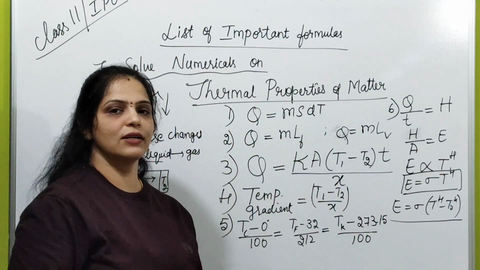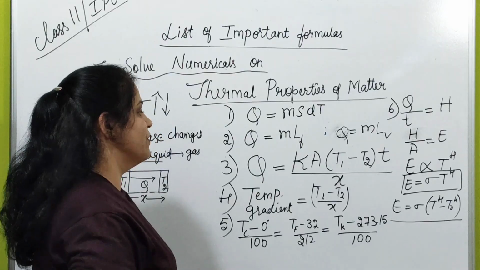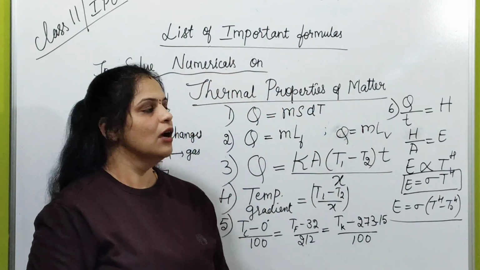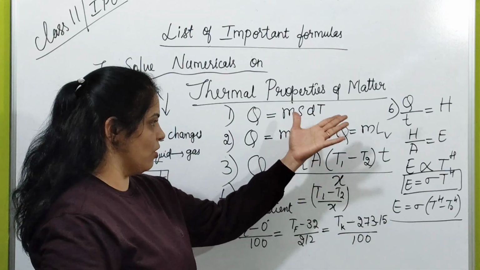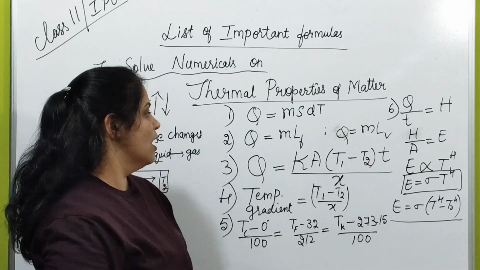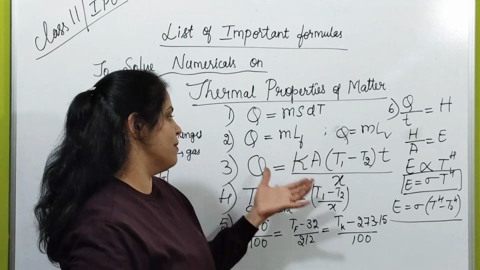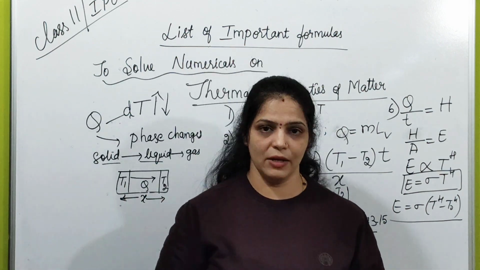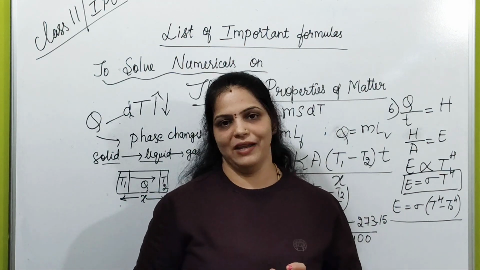So these are the important formulas which we use to solve numericals on thermal properties of matter. All these equations are important, and all of them are asked for 5 marks. We are going to solve the questions on thermal properties of matter one by one in the next video.